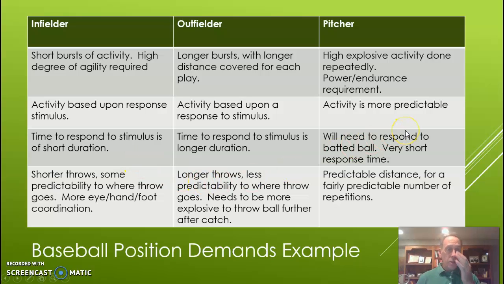Now a pitcher, on the other hand, is a very, very different example, right? They have to have power endurance. So they have to be highly explosive over and over and over again. And it's really quite predictable. You may not know this, but baseball uses a pitch count, and they have a predictable amount of pitches that they want pitchers to throw in a game.